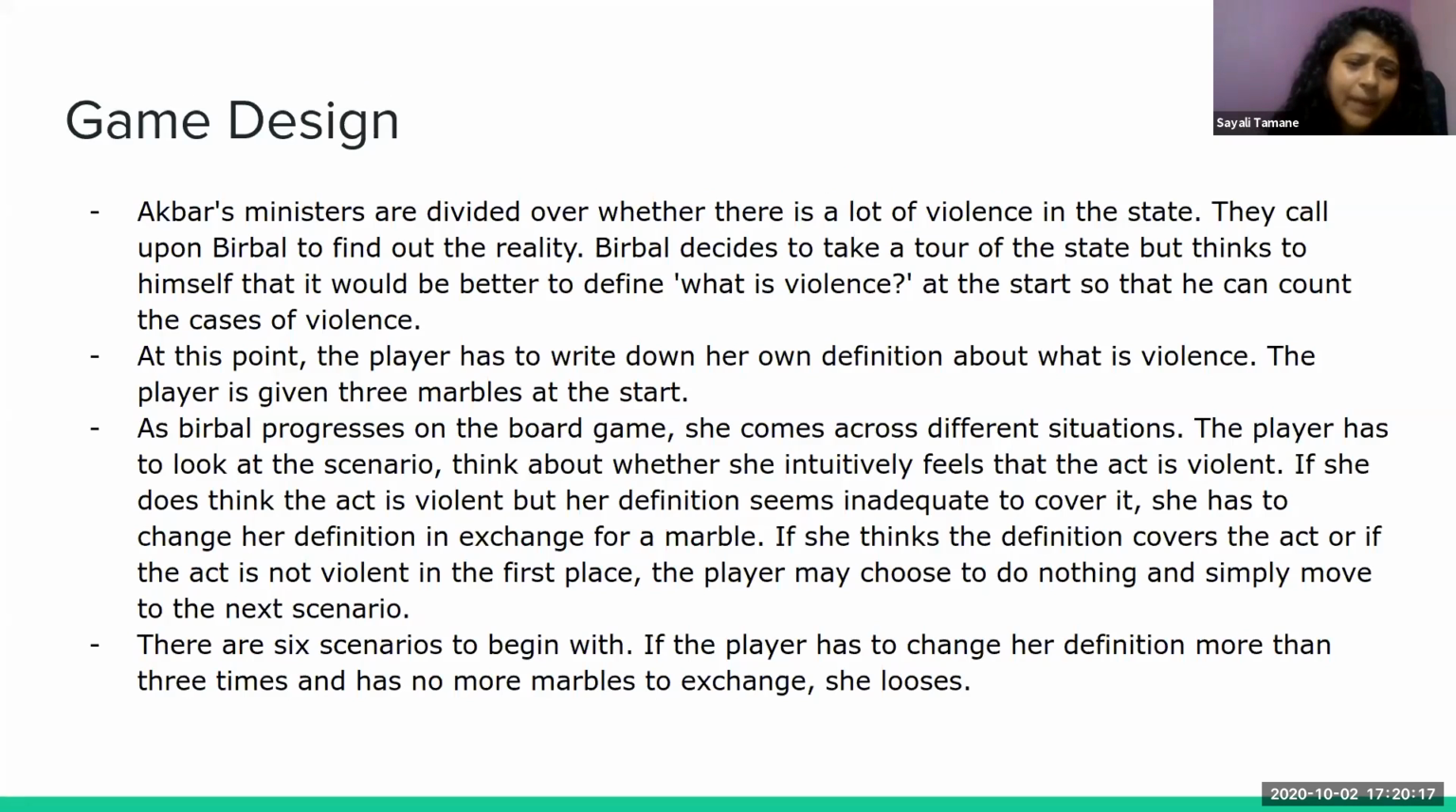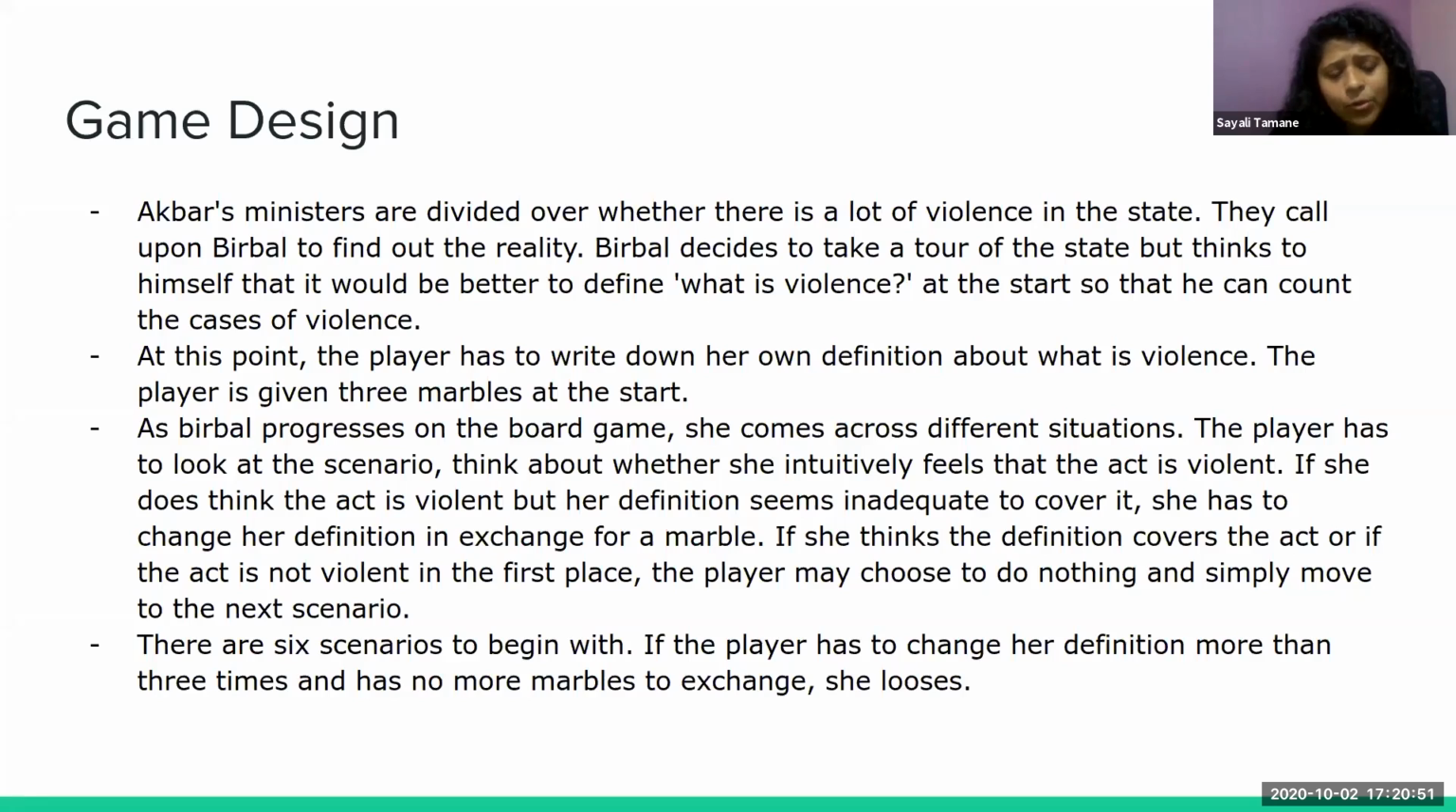So at this point, the player who is playing the Birbal has to write down her own definition of what is violence, and the player is given 3 marbles at the start. So as Birbal progresses on the board game, she's given different scenarios, and in each scenario, the player as Birbal has to think about whether she intuitively feels that the act is violent, and if the act is violent, whether it is covered in her definition of what she calls violence.